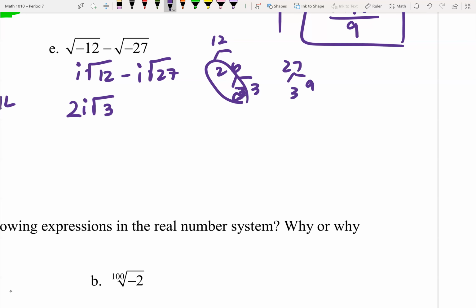Okay, so 27 is 3 times 9. 9 is 3 times 3. These two 3's come out as a single 3. So it's -3i square root of 3.